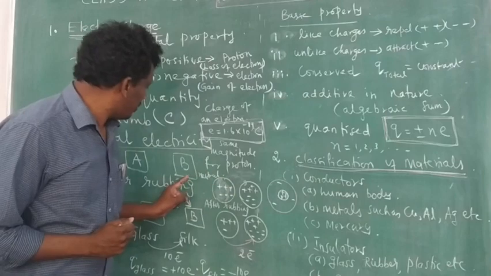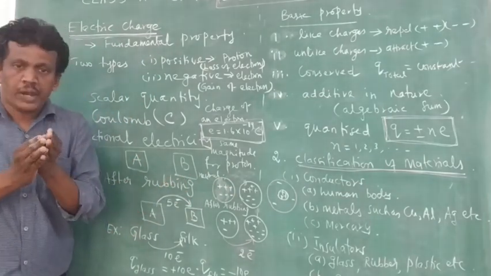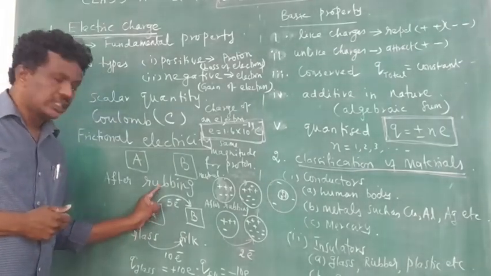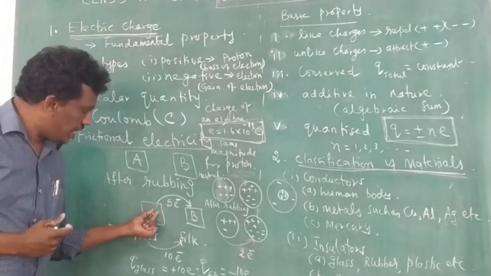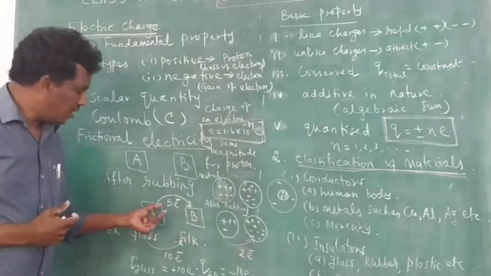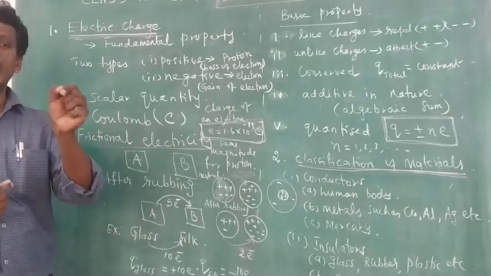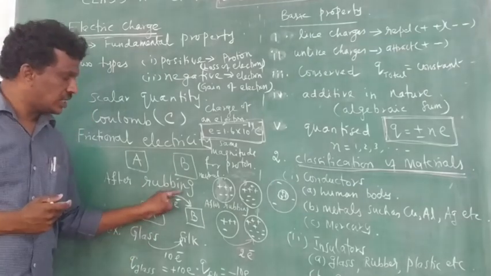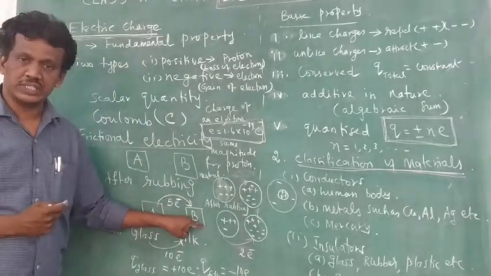For example, you take the two bodies A and B. When these two are rubbed against each other, few electrons are transferred to another body. For example, A to B. Why not B to A? Because where the electrons are loosely bound, it will lose the electron. So here in A, the electrons are loosely bound. For example, 5 electrons are transferred.